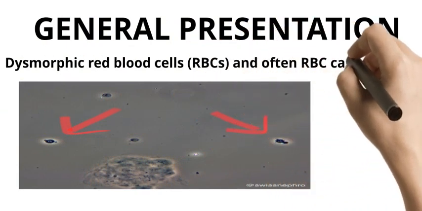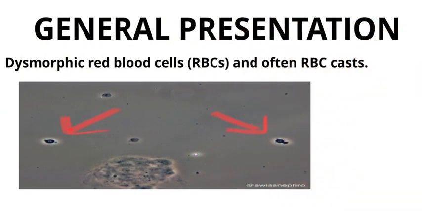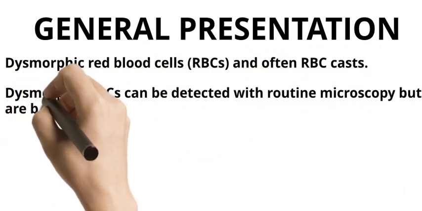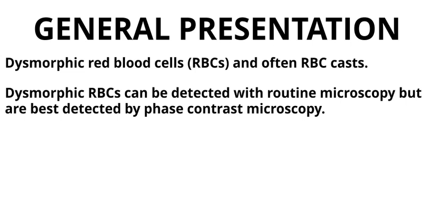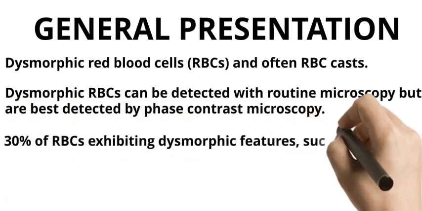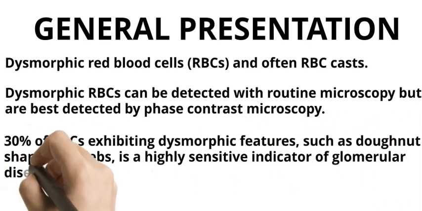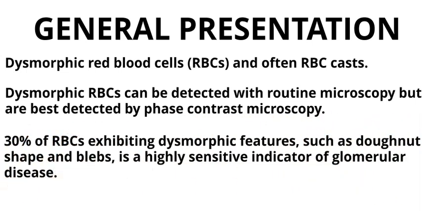Microscopic examination of urinary sediment is characterized by dysmorphic red blood cells and often red blood cell casts. Dysmorphic red blood cells can be detected with routine microscopy, but the best option is the use of phase contrast microscopy. Usually greater than 30% of RBCs exhibiting dysmorphic features such as donut shape and blebs are highly sensitive indicators of disease within the glomeruli, or glomerular disease.